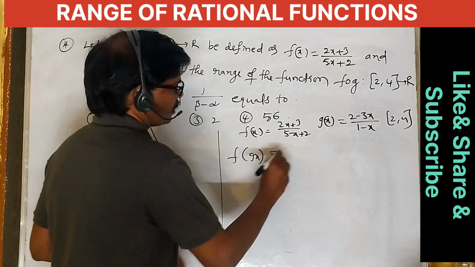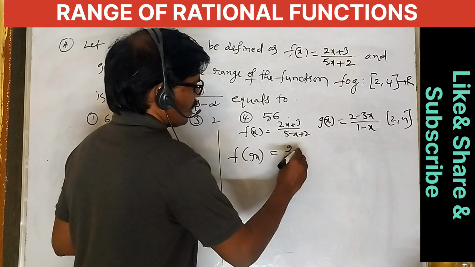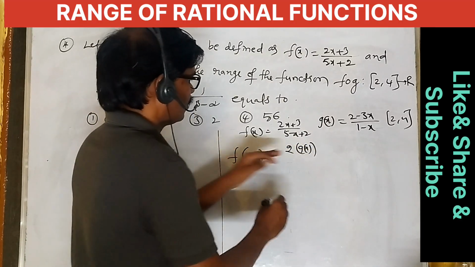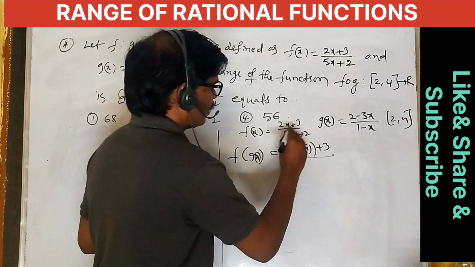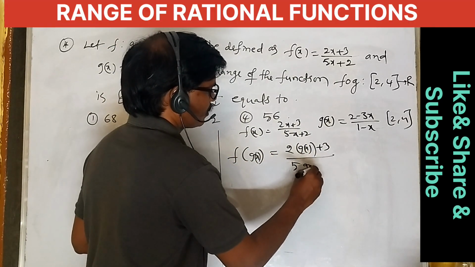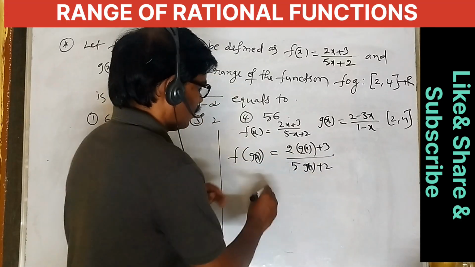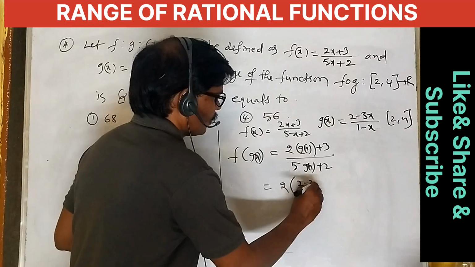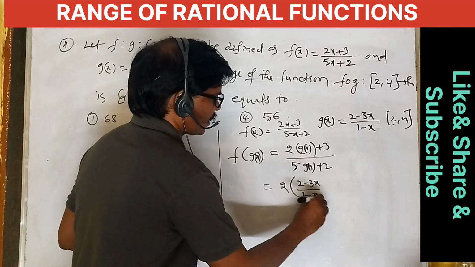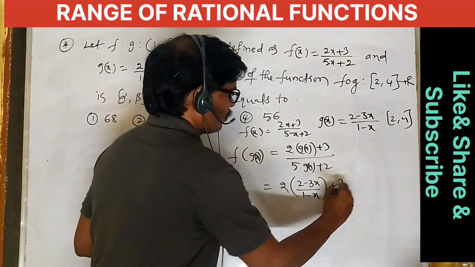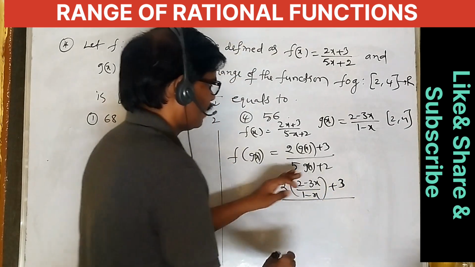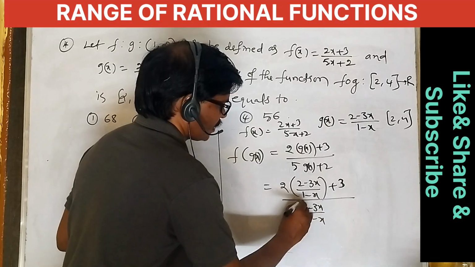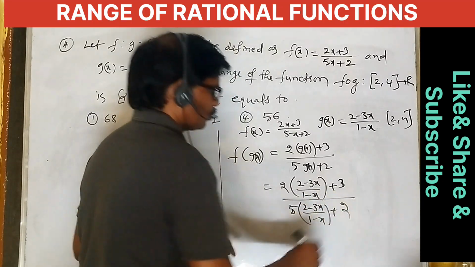f of g of x equals 2 times g of x plus 3 by 5 times g of x plus 2. Here 2 times g of x is equal to 2 into 2 minus 3x by 1 minus x, plus 3, by 5 times 2 minus 3x by 1 minus x plus 2. Okay, simplify this one.